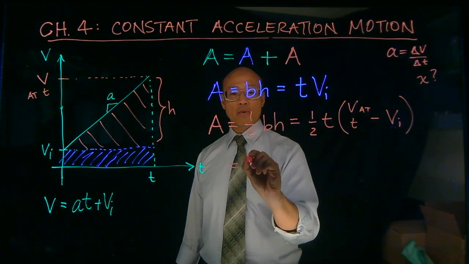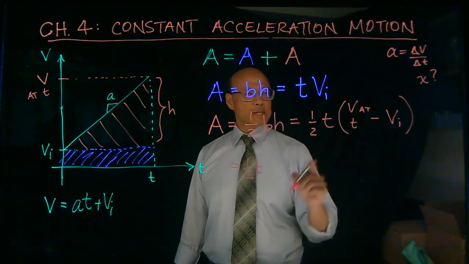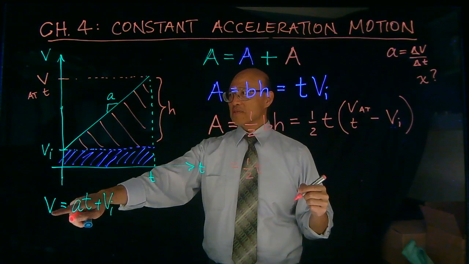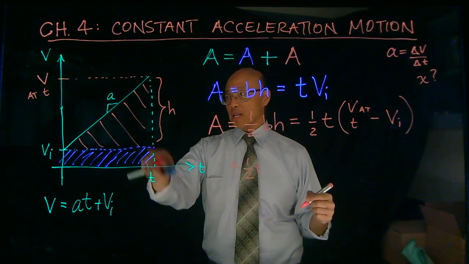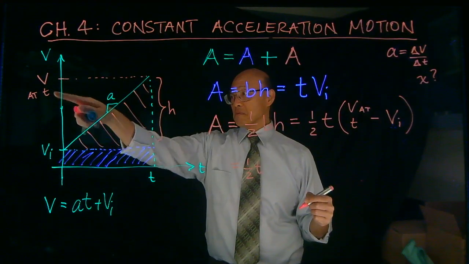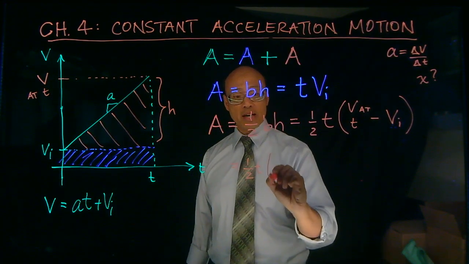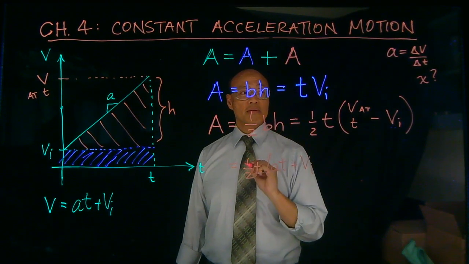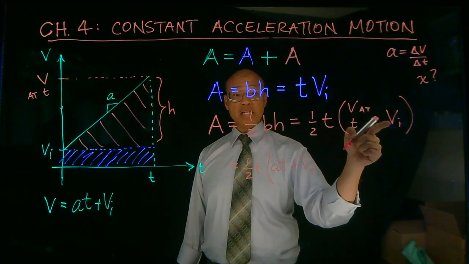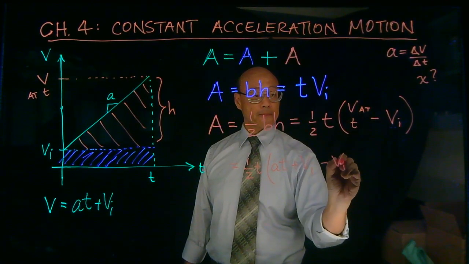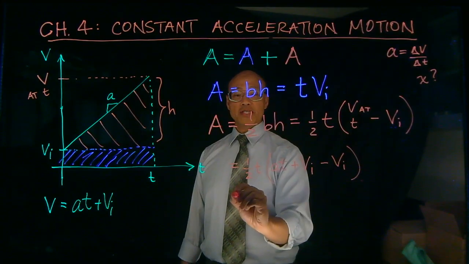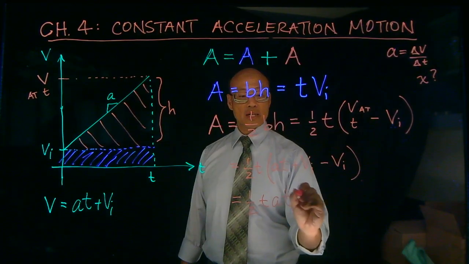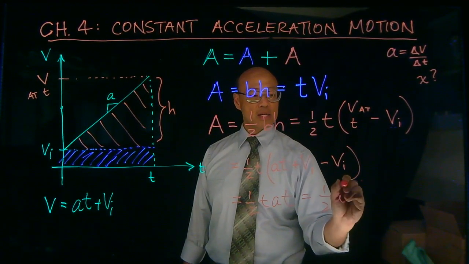Okay, so now let's figure this out. Well, this is going to be 1/2 t. What's v at t? V at t is this, right? If I wanted to figure out what that value was, you tell me a t, I have my acceleration, I add vi, and that's my v. So it's 1/2 t times at plus vi, that's this, minus vi. Well, that's just 1/2 t times at, that's just 1/2 at squared.